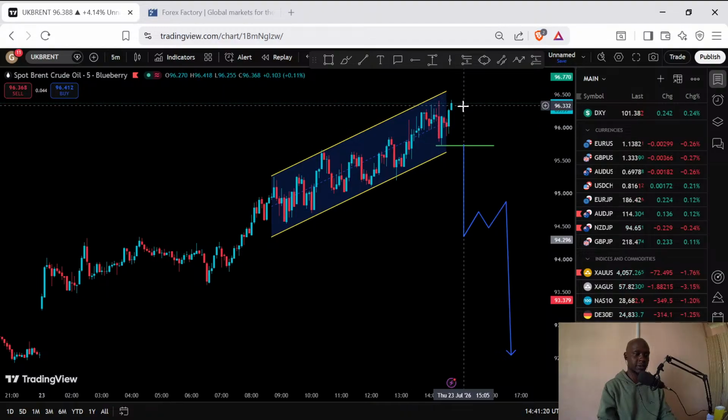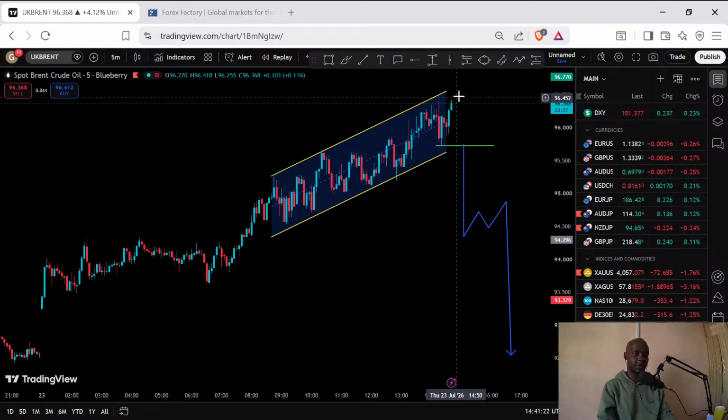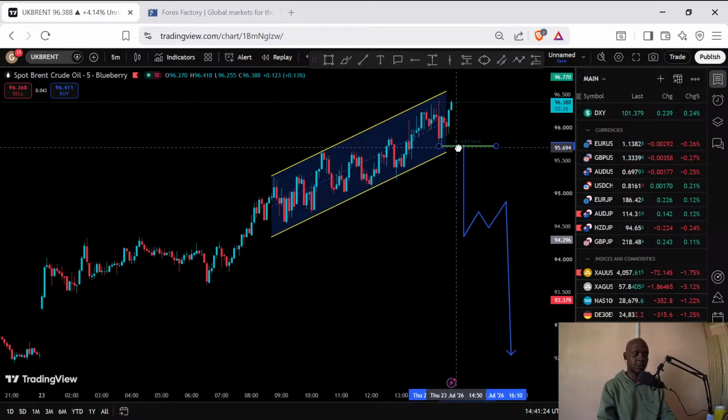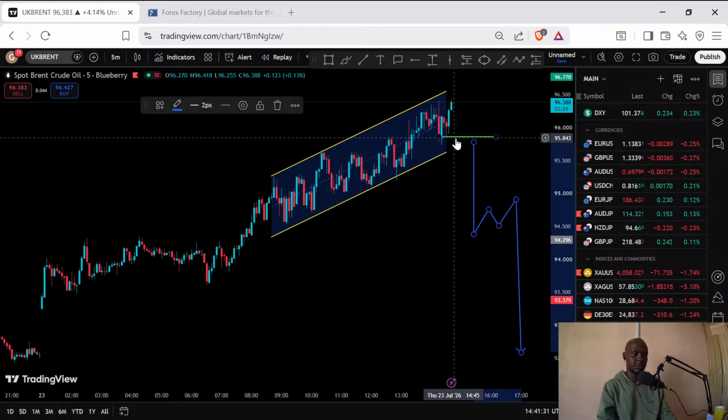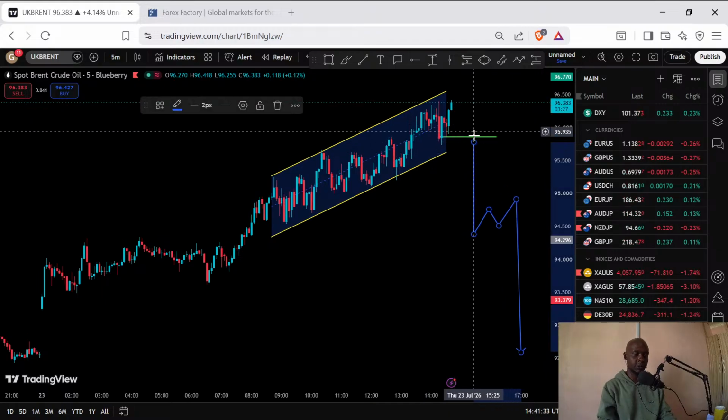We have just broken the high of this candle. I'm just going to move the pivot low slightly above. So this is the low I'm now looking for to see how we are going to break it.